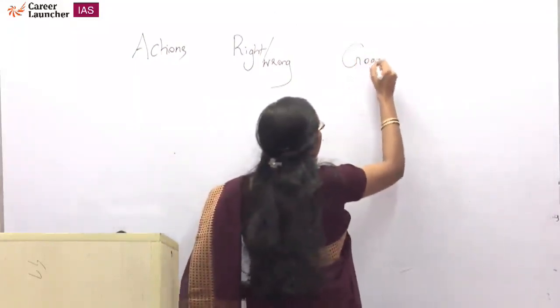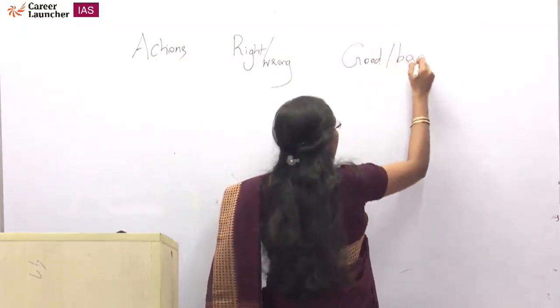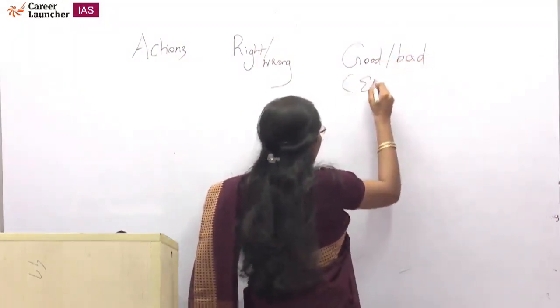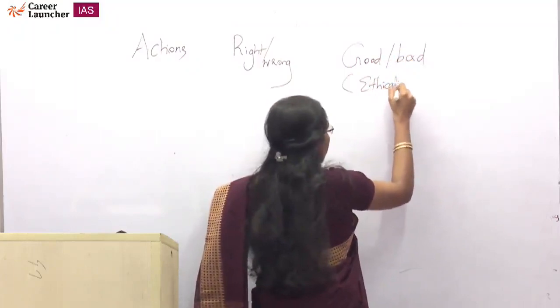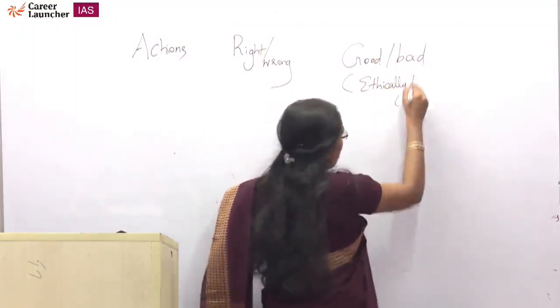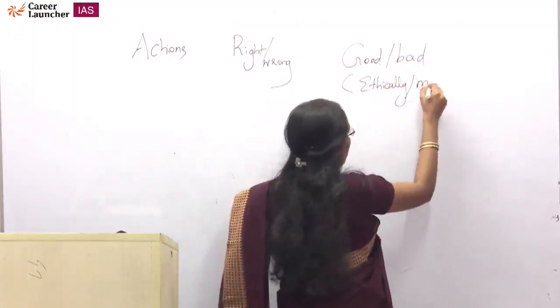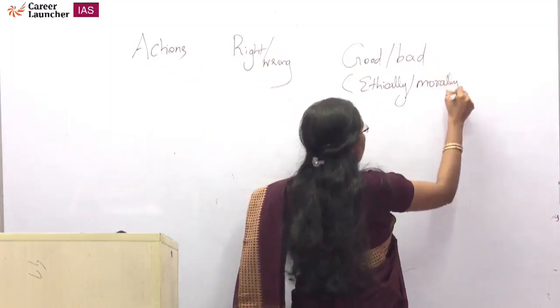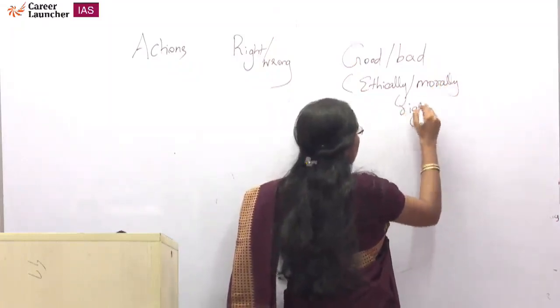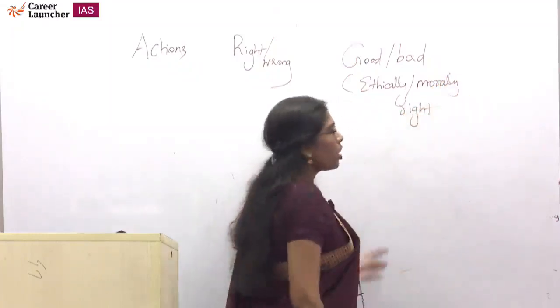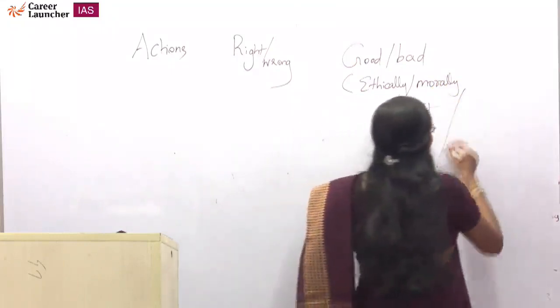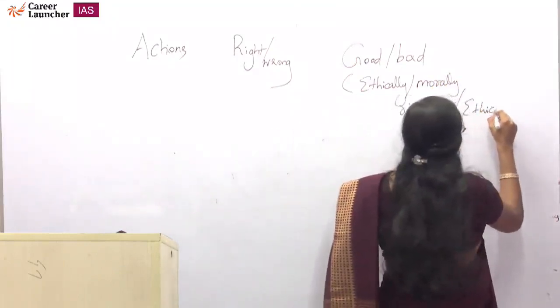Good or bad, this can be otherwise written as ethically or morally. Ethically can also be written as morally right, ethically or morally right, or ethically or morally wrong.